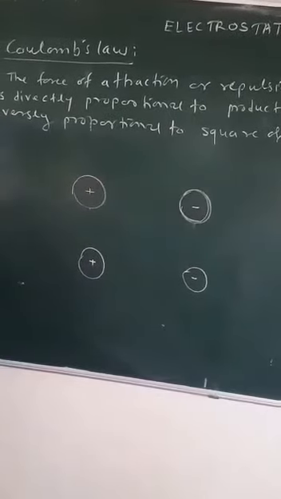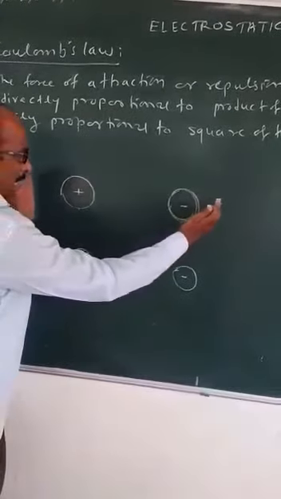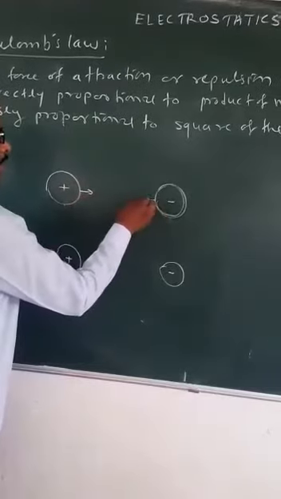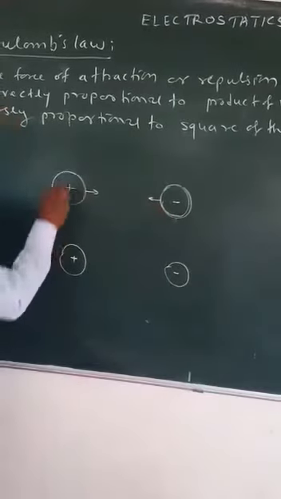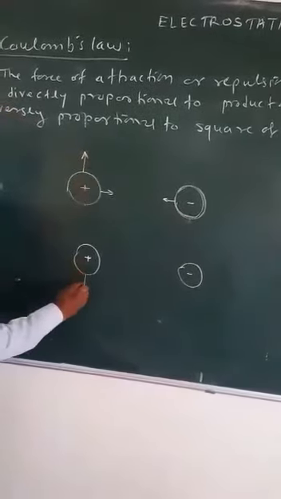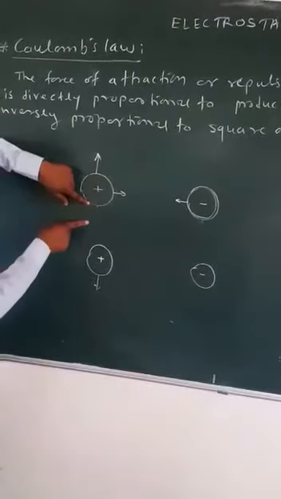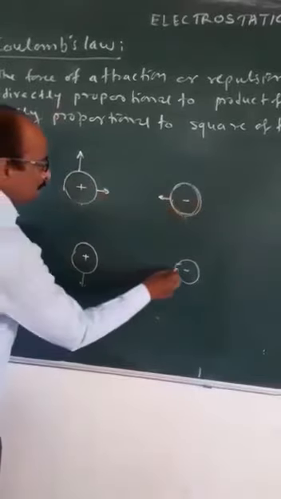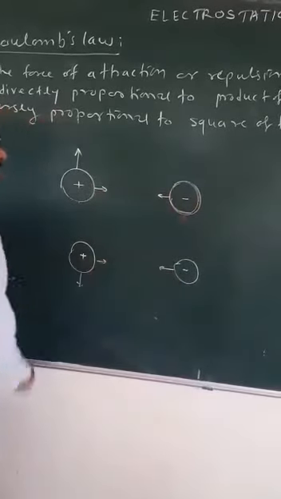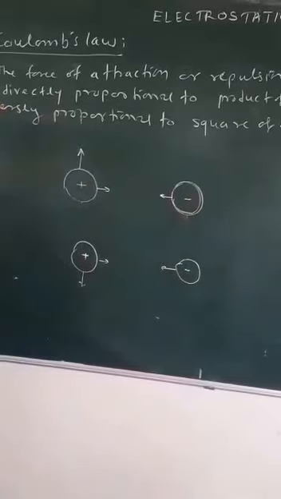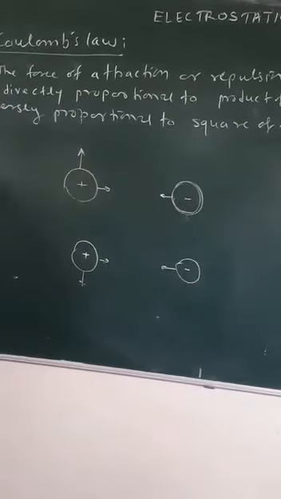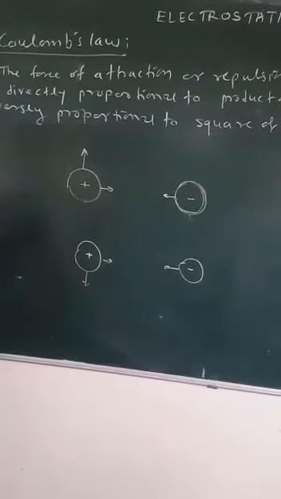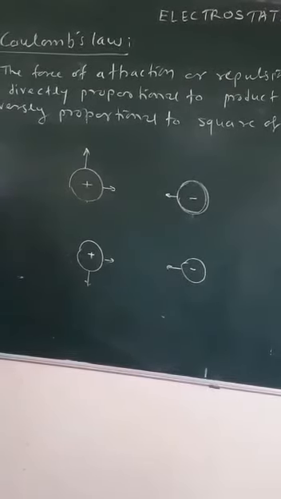Again we know that unlike charges attract towards each other and like charges repel from each other. Means these two charges repel each other, these two charges attract each other, these two charges also attract each other. Means there is a force of attraction or repulsion present between any two electric charges.